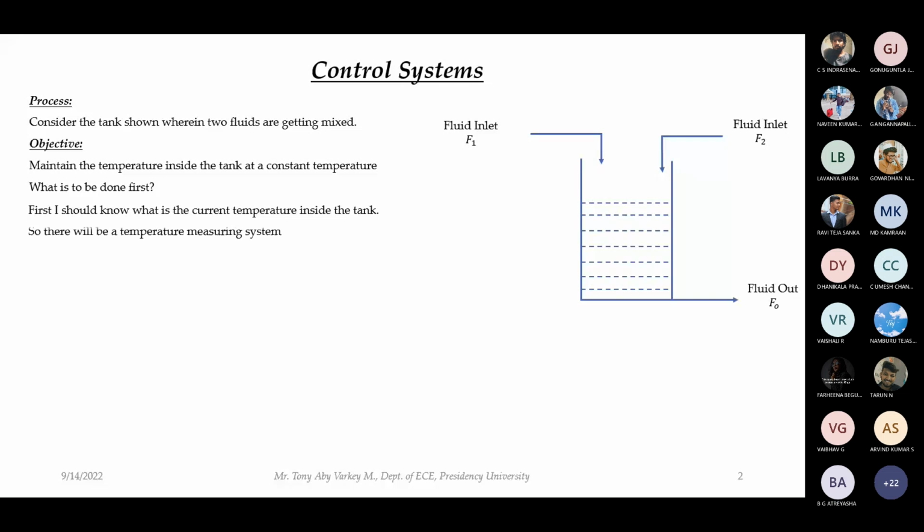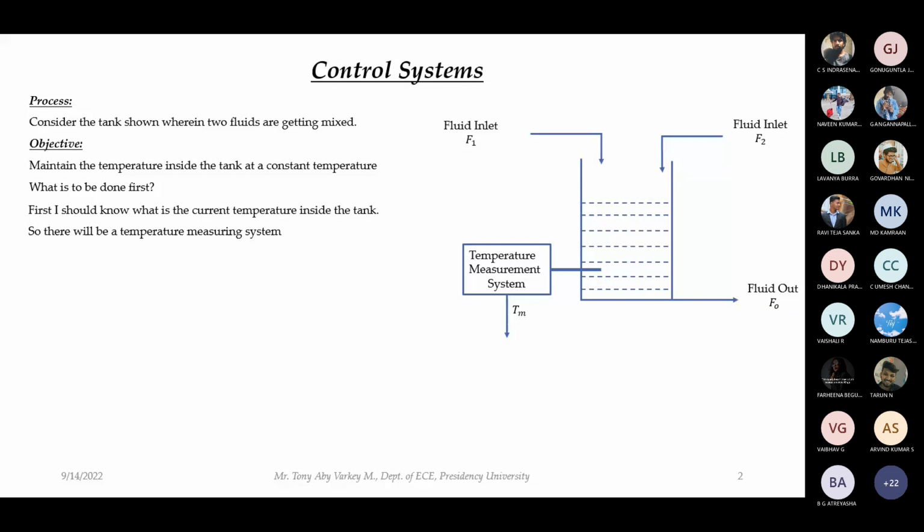So for that, what will I do? I will use a temperature measurement system. So I am going to measure the temperature inside the tank using a temperature measurement system, which you might have studied in your measuring and instrument sensors class. So temperature is measured. Now, can you tell me what will be done? First, I'm measuring the temperature. So now I know what is the temperature inside. Let it be Tm.